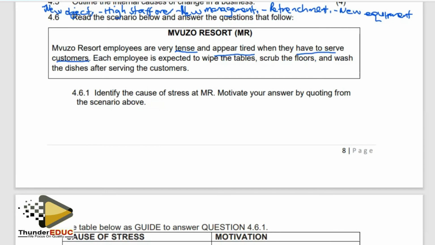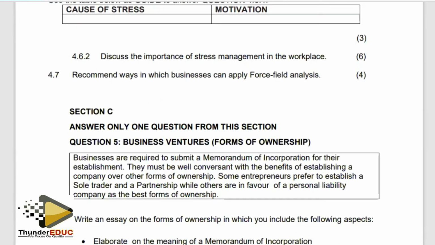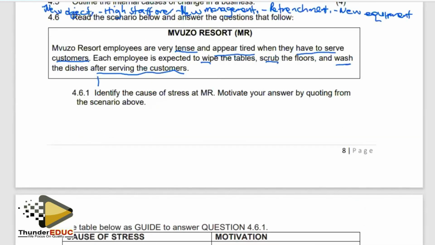Each employee is expected to wipe the table, imagine, scrub the floor, wash the dishes after serving. This is too much work. Identify the causes of stress. There is a lot of stress which is seen here. Identify the causes of stress and then motivate your answer.